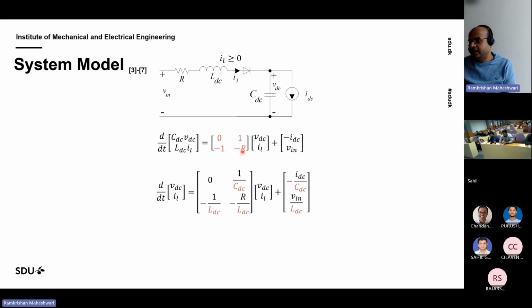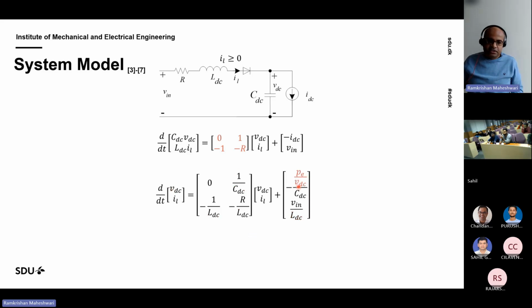Now we can go ahead and write it in this form: x dot equal to Ax plus Bu, which is the state space form. No big deal about this. But here you can see the system has two inputs. First is Vin, another is IDC, that is shown here. But IDC is a function of voltage because it's a constant power load. So IDC is nothing but power divided by VDC. So it is a function of VDC. That is shown here, and this makes this system a non-linear system.